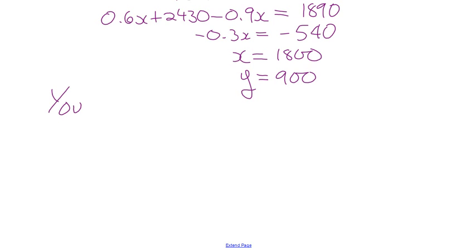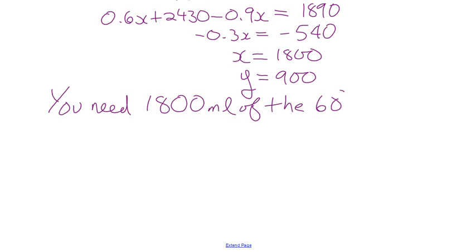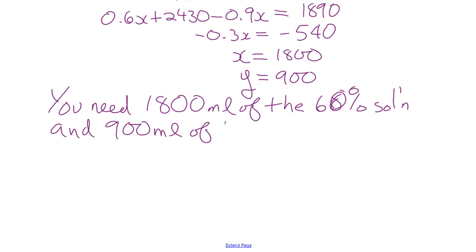You need 1800 milliliters of the 60% solution and 900 milliliters of the 90% solution. Okay, questions? That's a mixture problem, right? You're going to see lots of mixture problems.